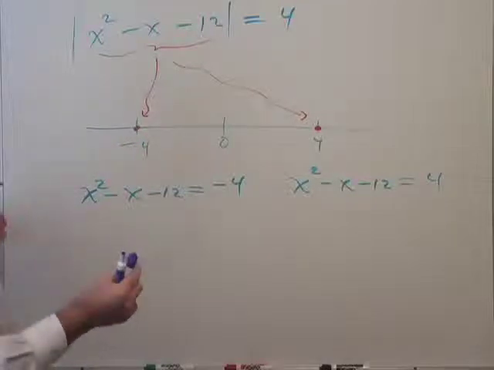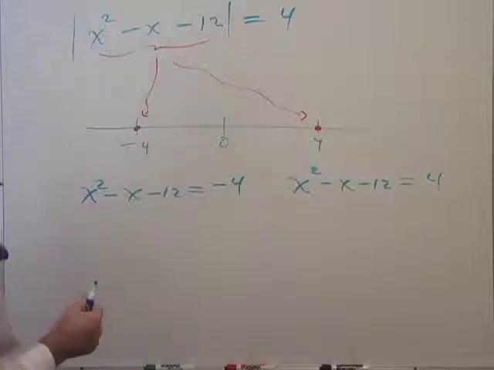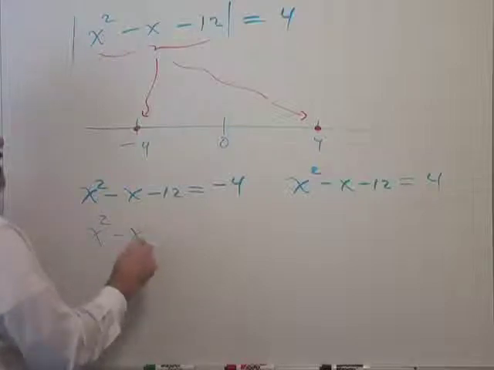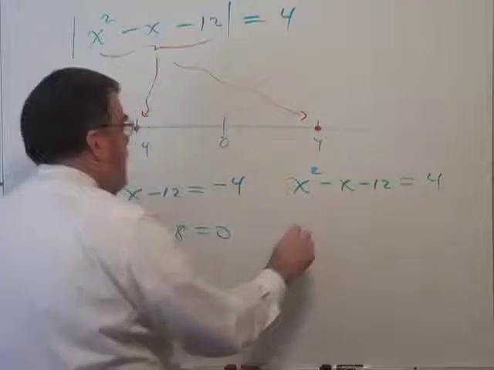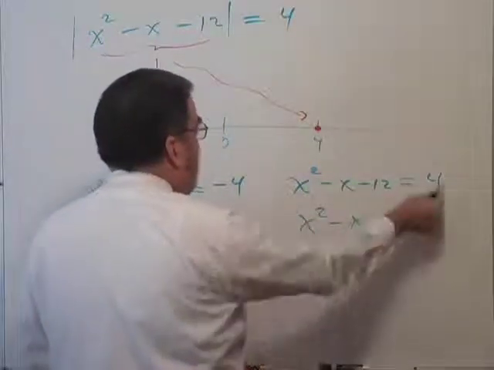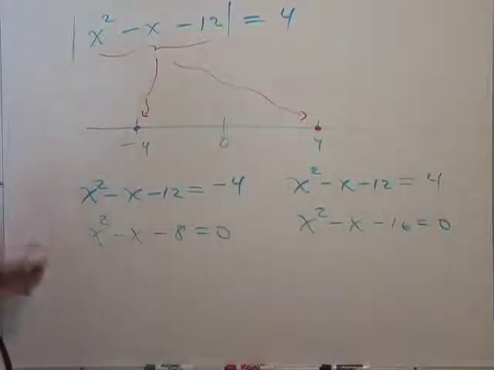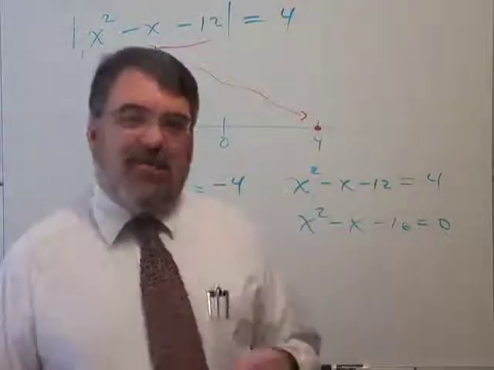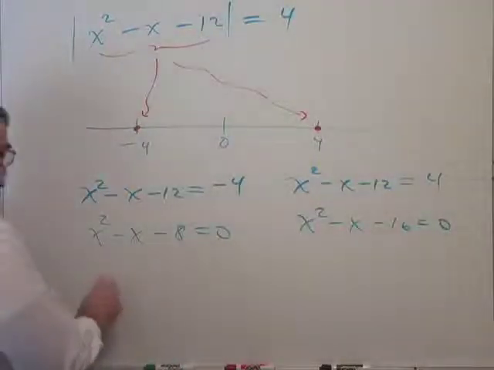Well, so now we have two quadratic equations to solve. If I add 4 to both sides, I now have x squared minus x minus 8 equals 0. And I also have x squared minus x, subtract 4 here, minus 16 equals 0. And that's going to be messy. I think probably both of them are going to require that we use the quadratic formula to solve. And so I'll just do it real fast for sake of completeness.